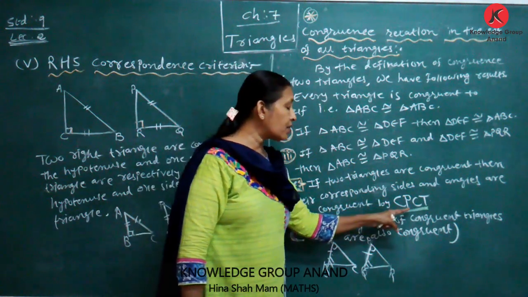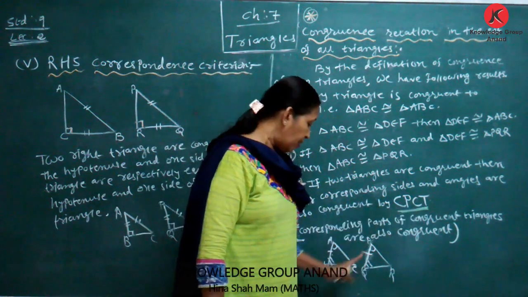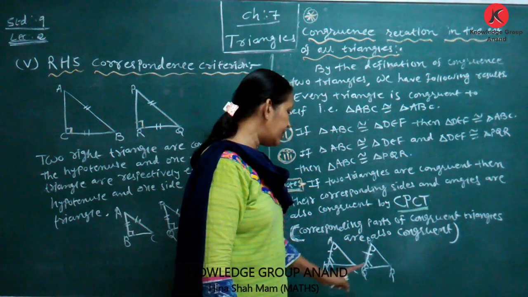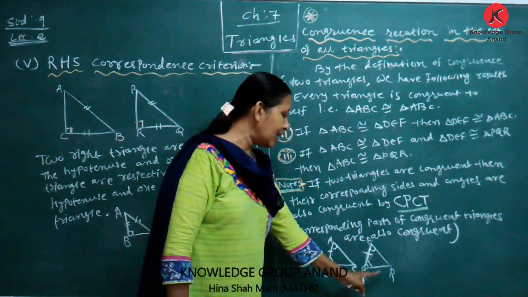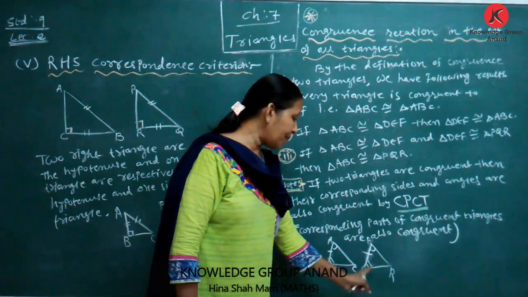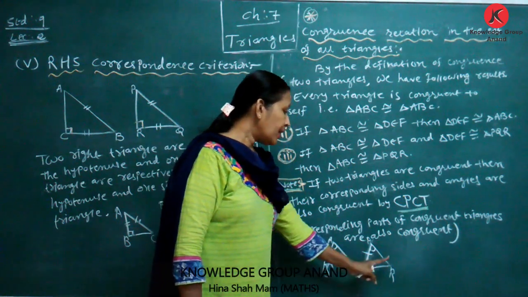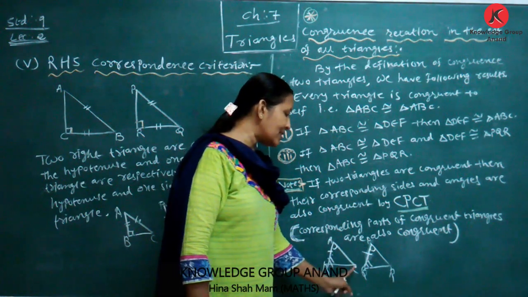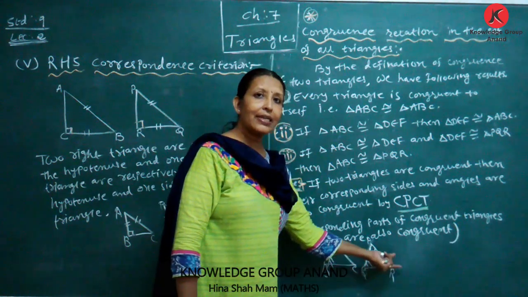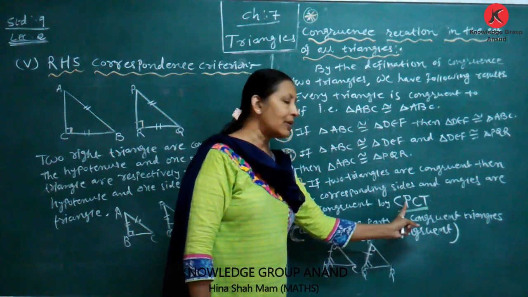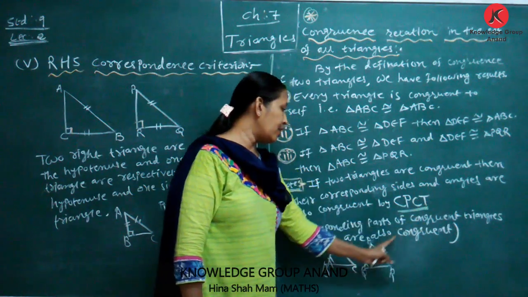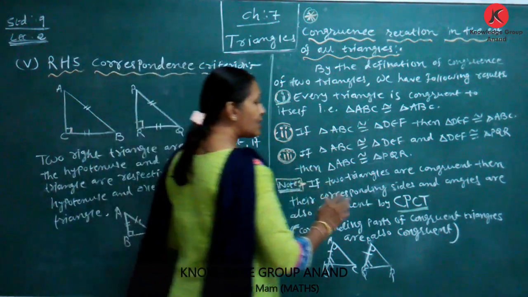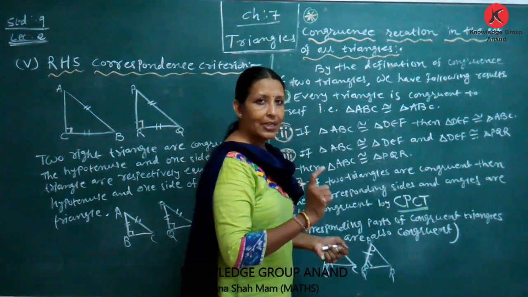It is proved by CPCT, corresponding parts of congruent triangles. Corresponding parts means side BC corresponds to QR, angle C corresponds to angle R, and side AC is equal to the corresponding side PR. Corresponding parts of congruent triangles are also congruent. In short form we write CPCT.